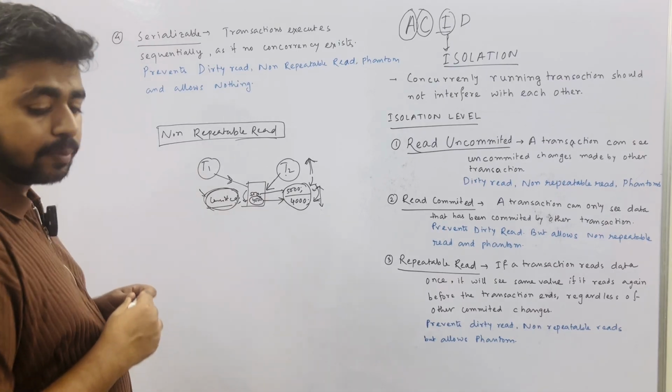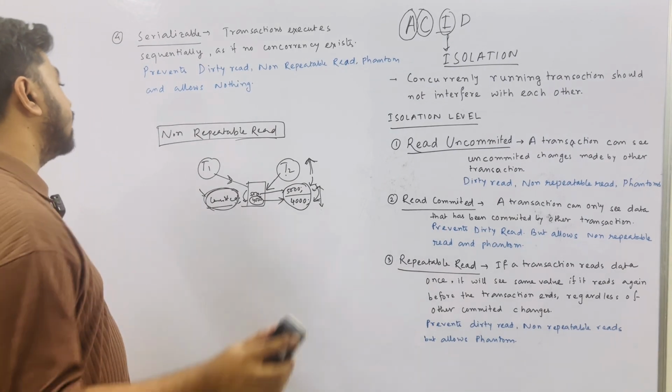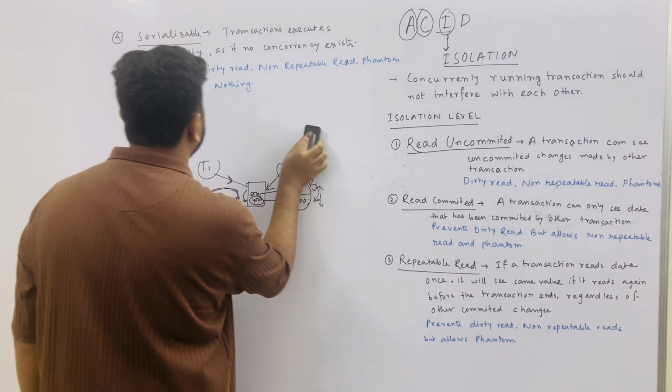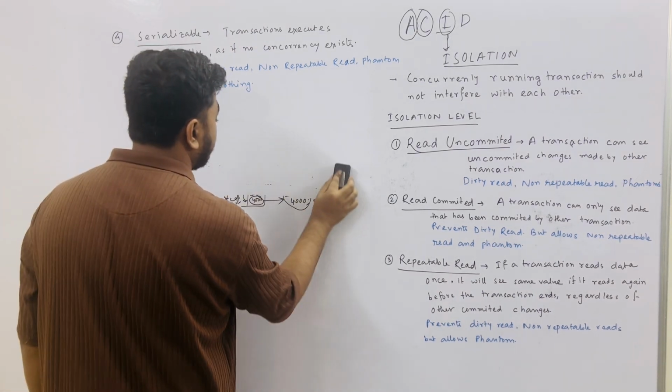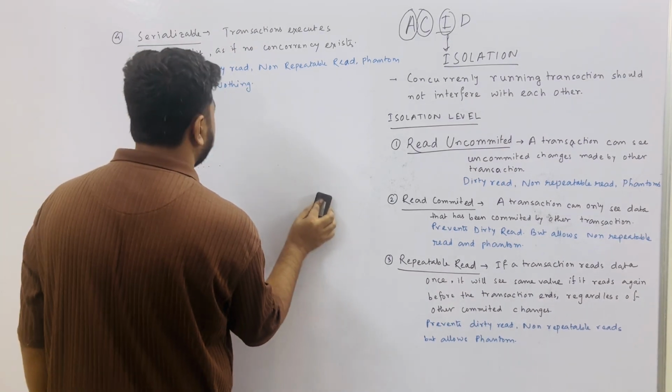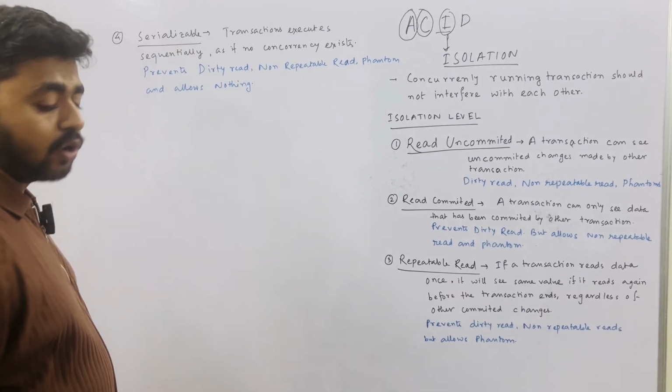So what is a non-repeatable read? If any transaction is selecting the value of a particular column and gets two different values in the same transaction, then it is called a non-repeatable read.